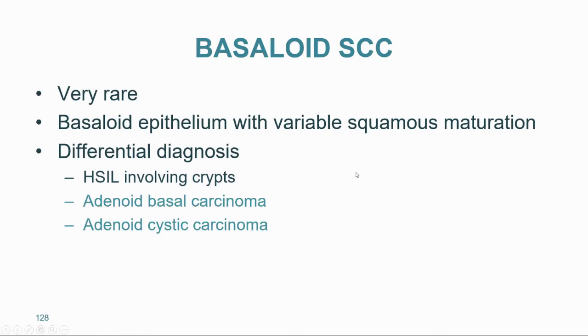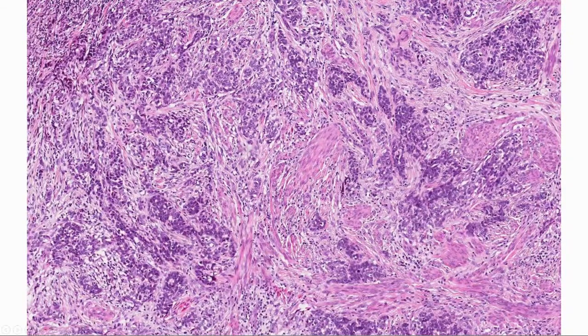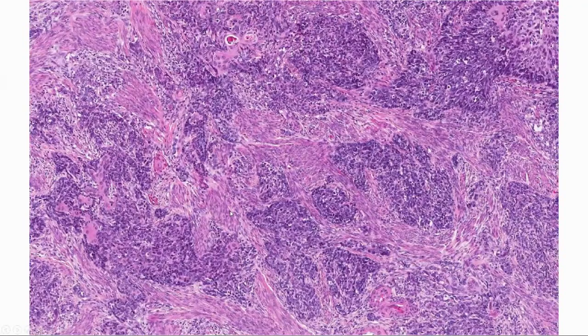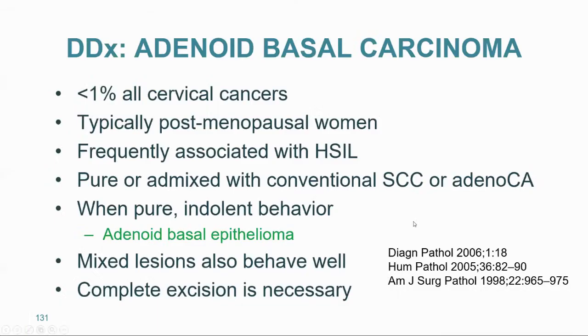Basaloid squamous cell carcinoma is rather rare. It elicits a slightly different differential diagnosis, particularly HSIL involving endocervical crypts, as we said before, but also certain types of basaloid epithelial proliferation. Basaloid squamous cell carcinomas are not going to show paradoxical maturation, but are going to nevertheless show a squamous phenotype. On morphology and immunohistochemistry, you can see the irregularity of the contours as this lesion grows into the cervical stroma, a diagnosis of destructive stromal invasion.